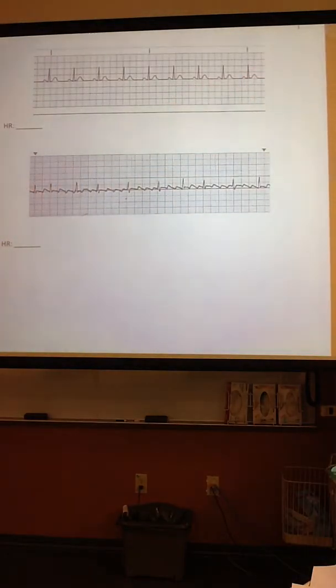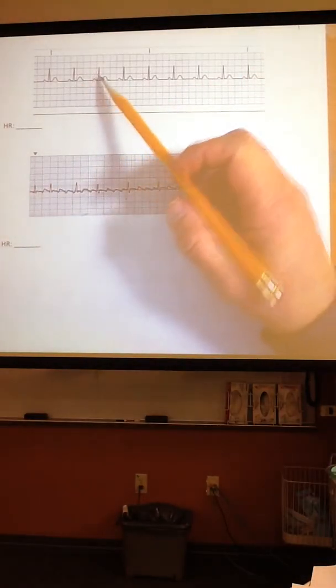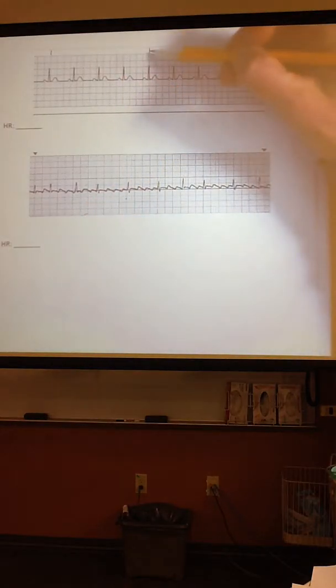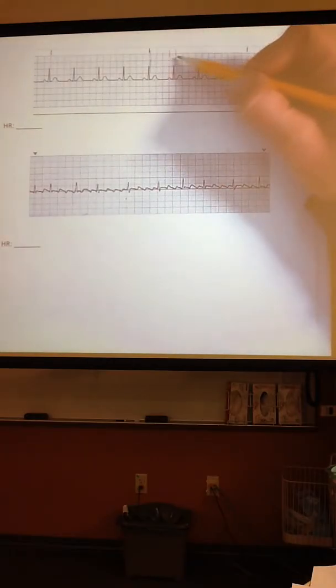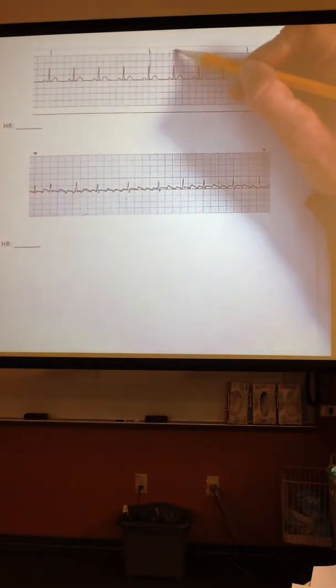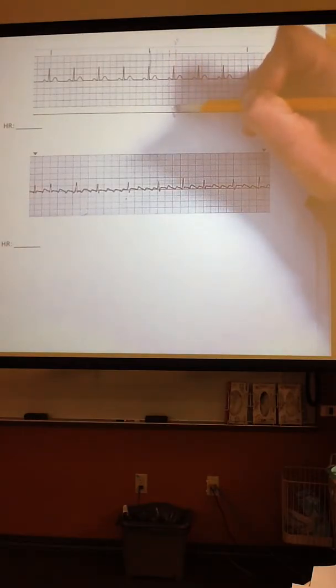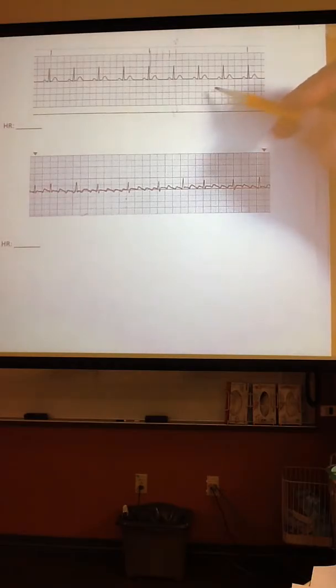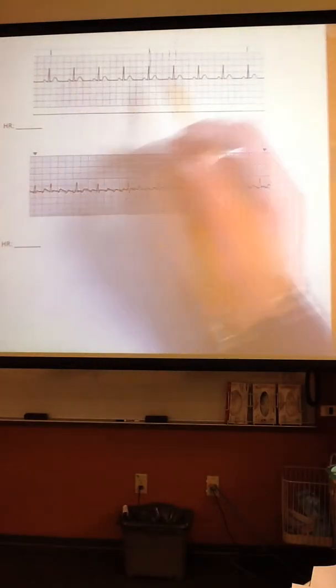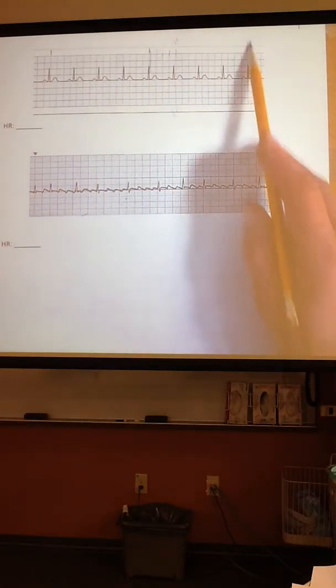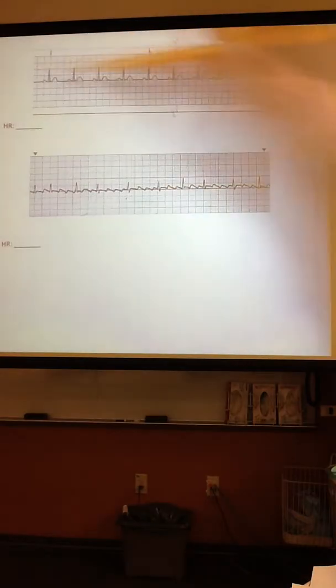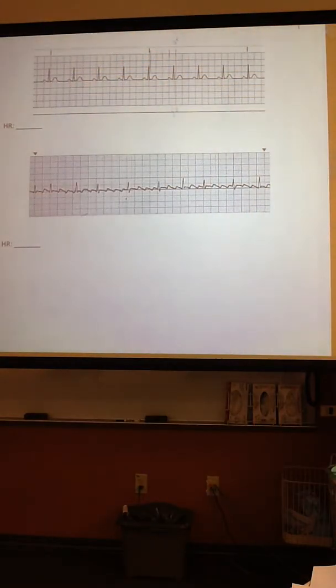So we can use the 300, 150, 100 method. This beat is exactly on the line, so 300, 150, 100, 75. This R is a little bit higher than 75, so I would guess a heart rate of about 80 beats per minute. Another way is by counting: 1, 2, 3, 4, 5, 6, 7, and this 8 is right on here. A machine would probably count the heart rate between 75 and 80.